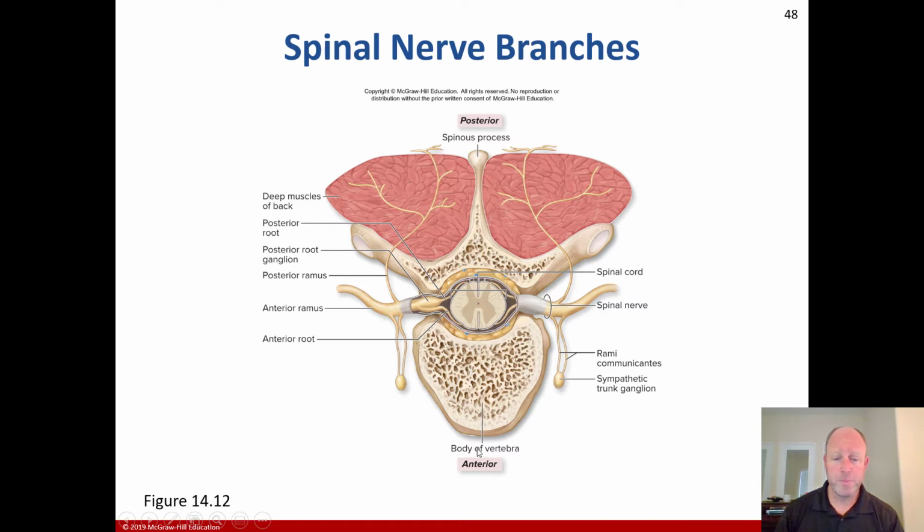So here we have the body of our vertebra, and then we have basically this rami communicantes and sympathetic trunk ganglion here. Here's a spinal nerve, and we have all these spinous processes coming through here, of this vertebra. We have the deep muscles of the back right here, and the posterior root, which is right in here. We have our posterior root ganglion, and we have our anterior ramus, and the anterior root here. I think we got them all.